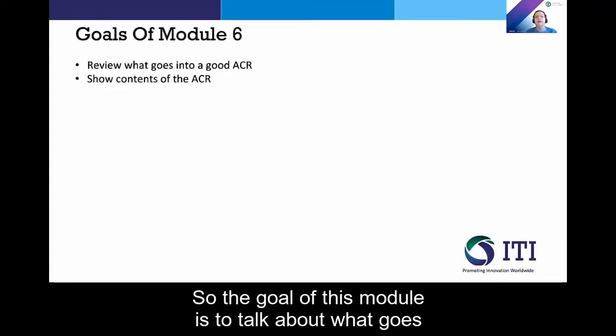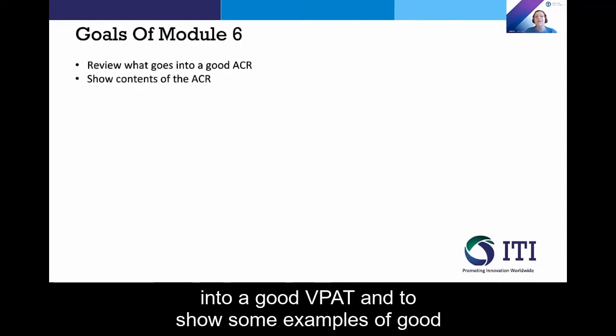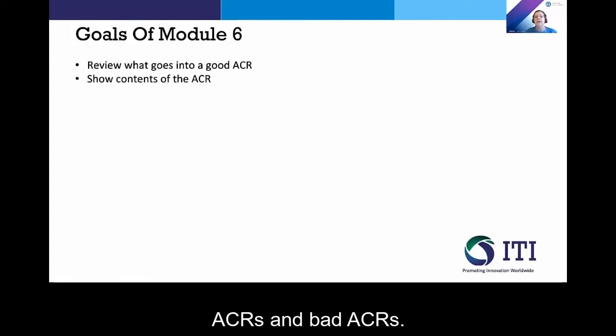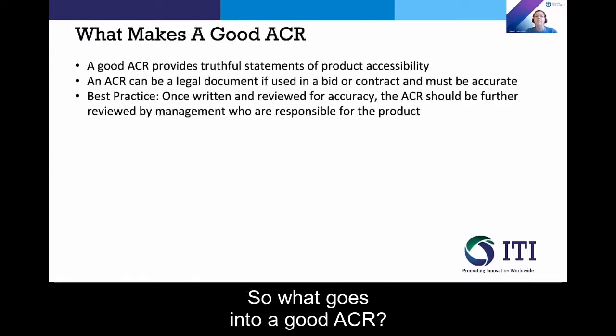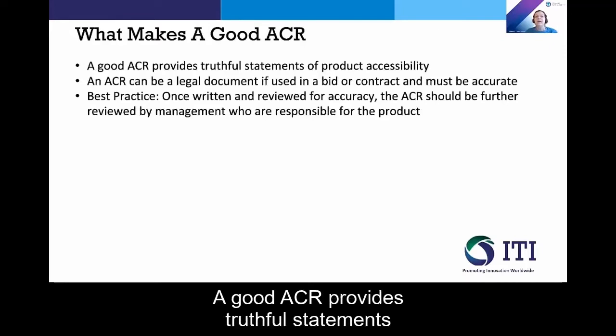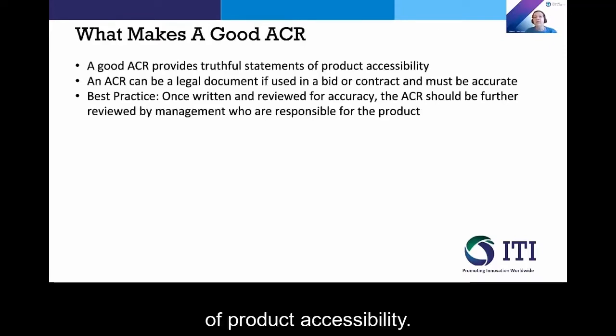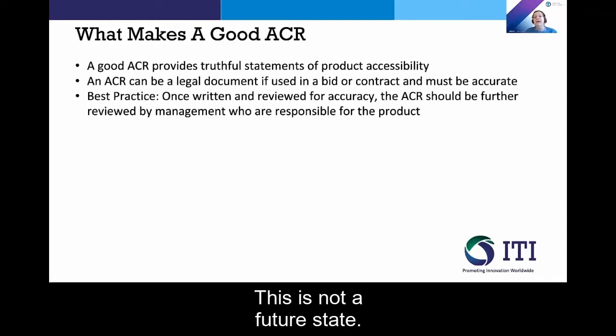So the goal of this module is to talk about what goes into a good VPAT and to show some examples of good ACRs and bad ACRs. So what goes into a good ACR? A good ACR provides truthful statements of product accessibility. This is not a future state. This is not a wish list. This is how does it work now.